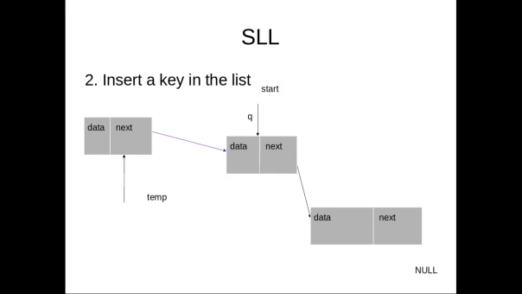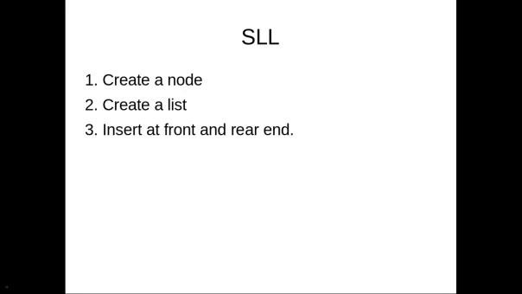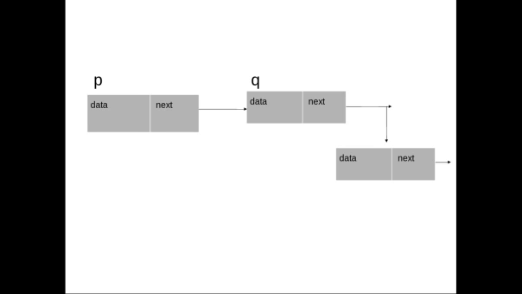Suppose we have a linked list. Our head node is P, and then the intermediate node is Q, and the last node is the third node, and the next node will be nothing, so null. So suppose there are three nodes. How can you say this is front end and this is rear end?